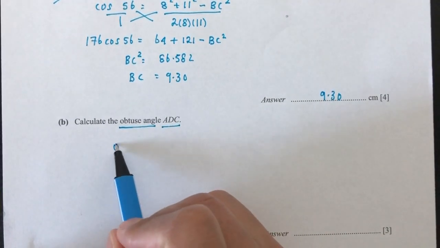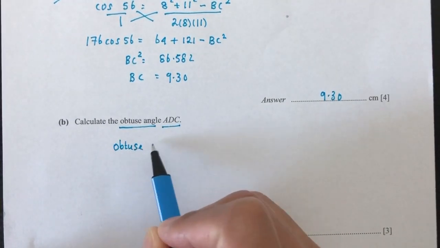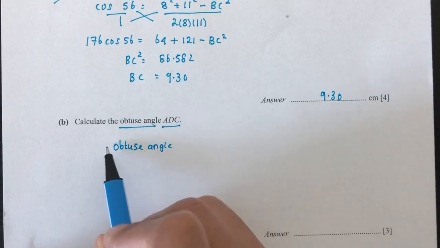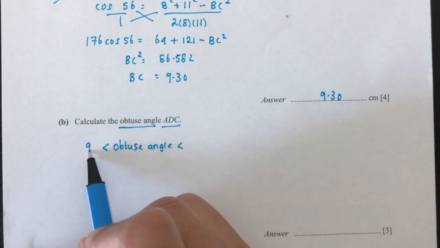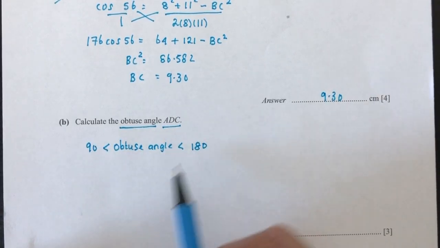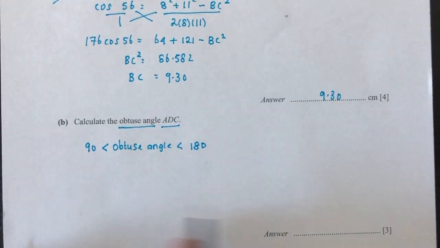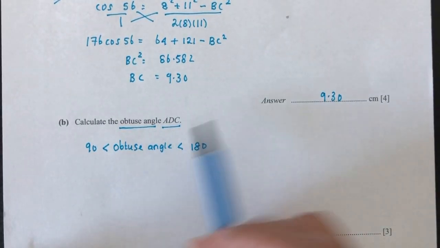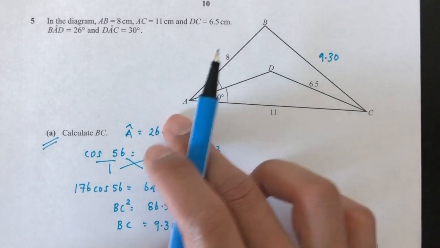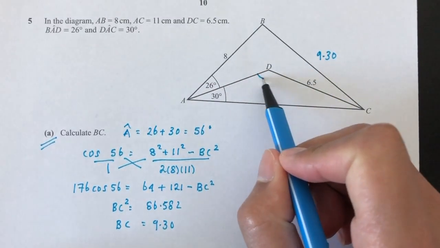So first thing, what is an obtuse angle? An obtuse angle is between 90 and 180. It is less than 180. It is more than 90. That is an obtuse angle. So ADC, where is ADC? So ADC, it is this side here.